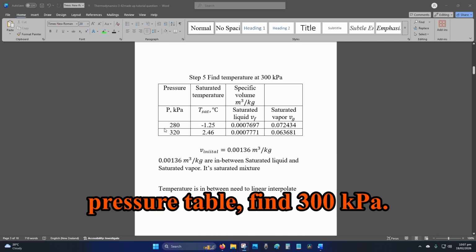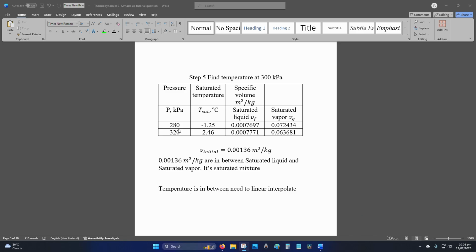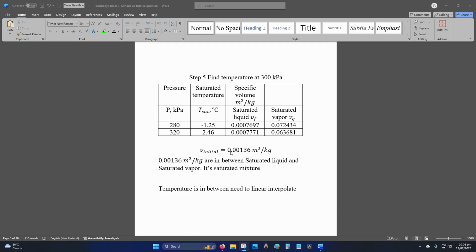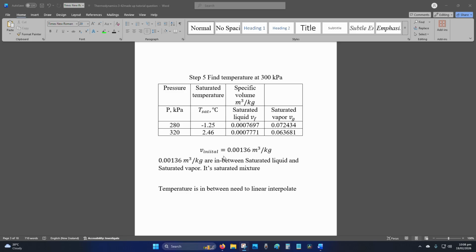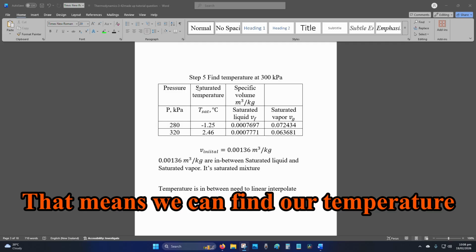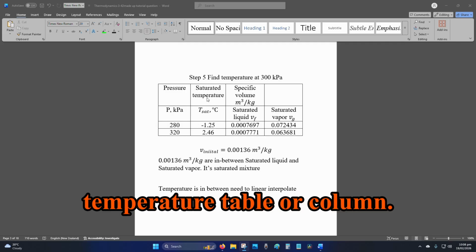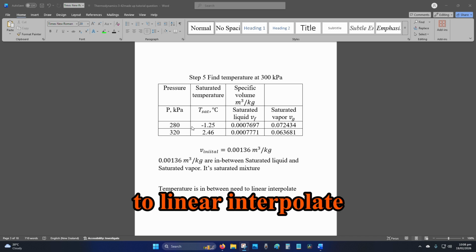Step 5, go to the pressure table, find 300 kPa. It's in between 320 and 280. So that means we need to linear interpolate. Next, we're going to check our specific volume. So it is in between saturated liquid and vapor. That means it is a saturated mixture. That means we can find our temperature at the saturated temperature table or column. However, we still need to linear interpolate because it's in between.